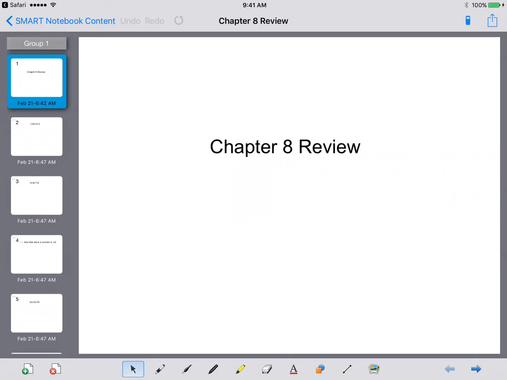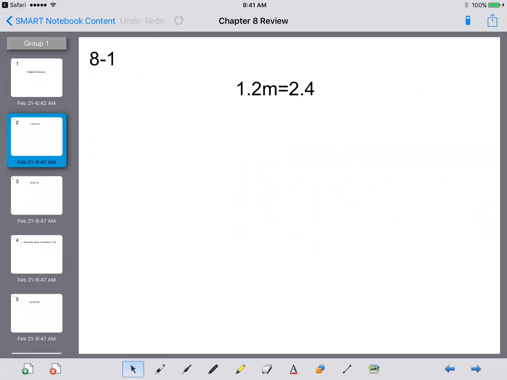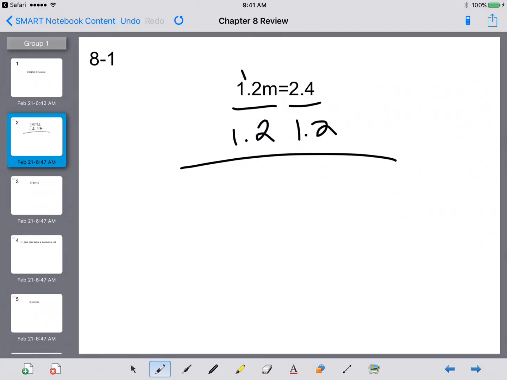Okay, today we're going to be doing a very quick review of Chapter 8 to get you ready for the test. So starting off, we need to solve 1.2m equals 2.4. When there's no constants, all you need to do is divide by the coefficient. So we're going to divide by 1.2. What you do to one side, you do to the other, cancel out, m equals 2.